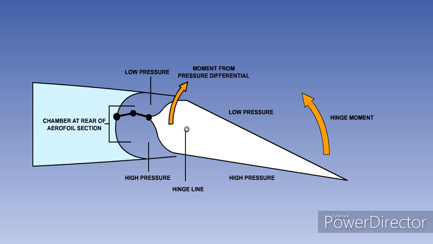The pressure difference on the balance therefore gives a hinge moment, which is in opposition to the hinge moment on the main control surface, and the overall hinge moment is reduced. The advantage of this system over the previous two is that because the balancing area is inside the wing, there is no increase in drag.